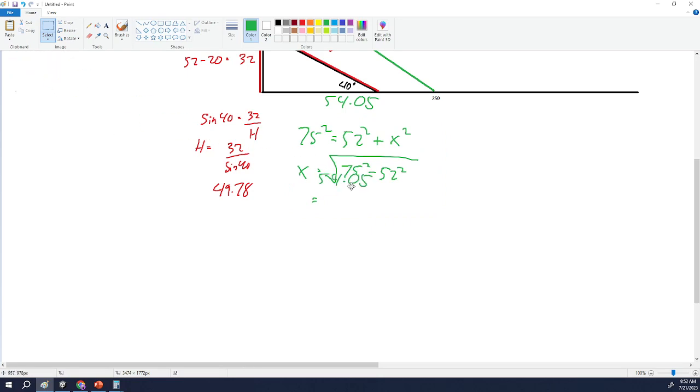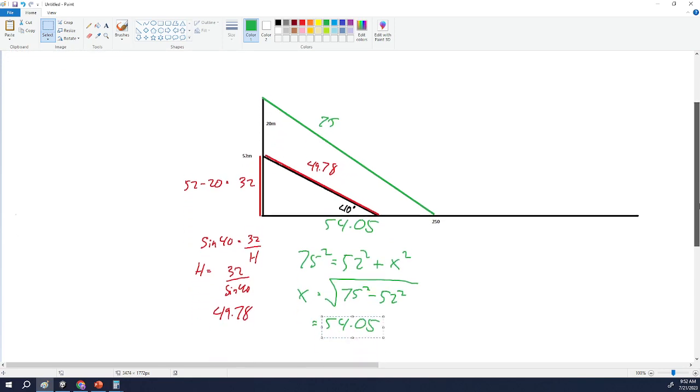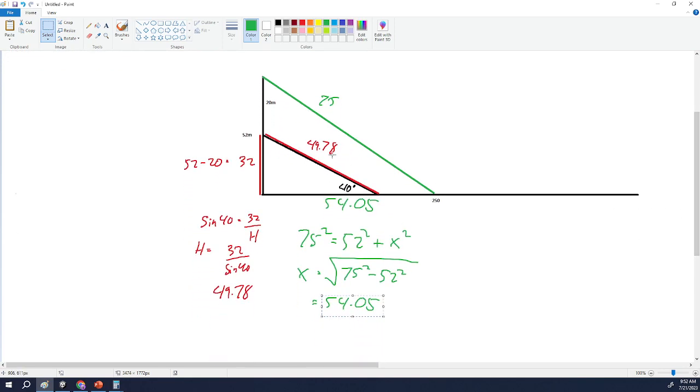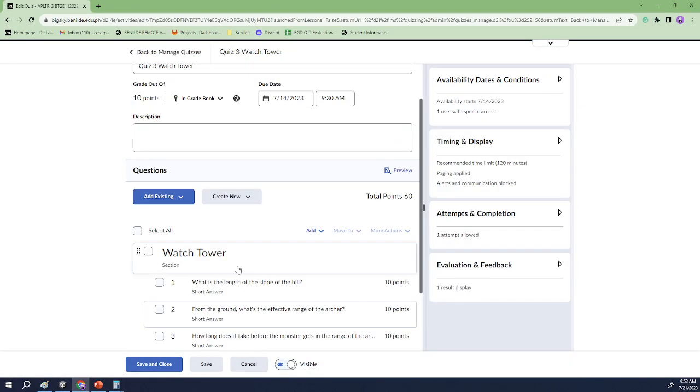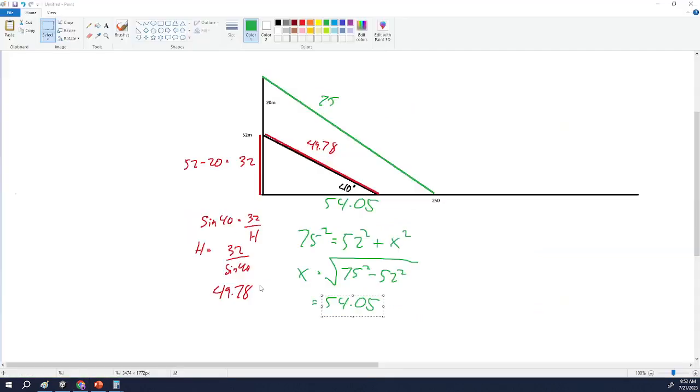So far, any questions? No? No questions? Okay. Number 3. How long does it take before the monster gets in the range of the archer? So how long from the starting position would he get to the range of the archer?